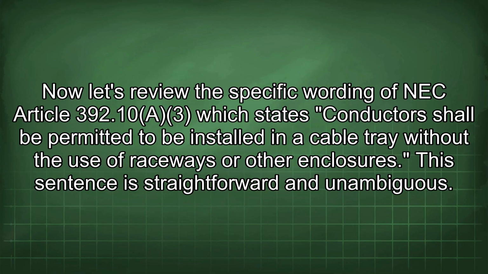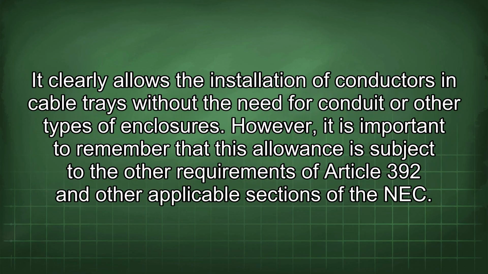Now let's review the specific wording of NEC Article 392.10(A)(3), which states: conductors shall be permitted to be installed in a cable tray without the use of raceways or other enclosures. This sentence is straightforward and unambiguous. It clearly allows the installation of conductors in cable trays without the need for conduit or other types of enclosures. However, it is important to remember that this allowance is subject to the other requirements of Article 392 and other applicable sections of the NEC.